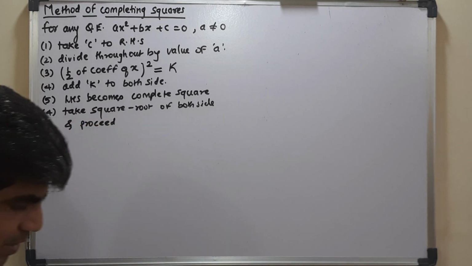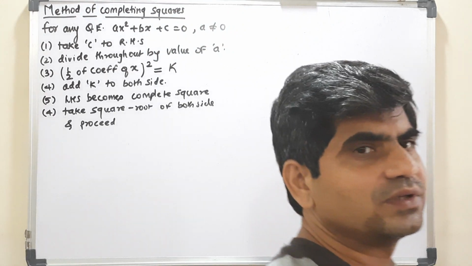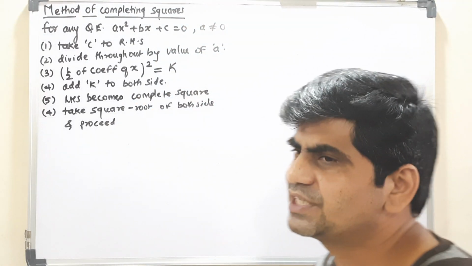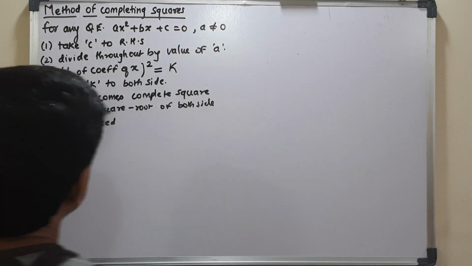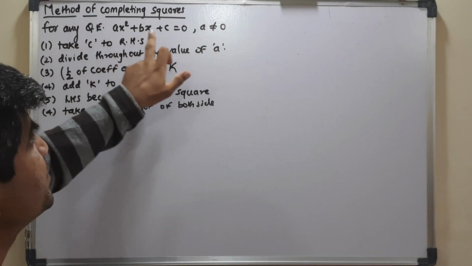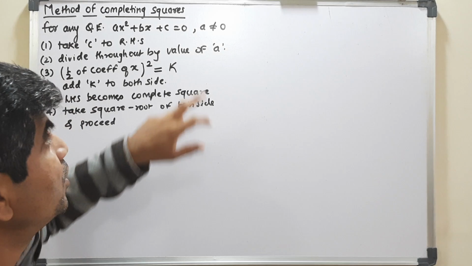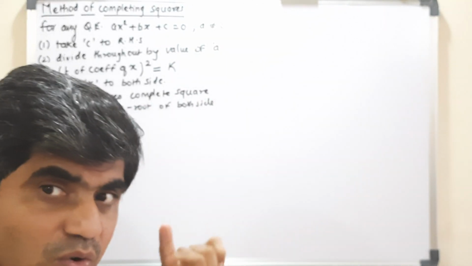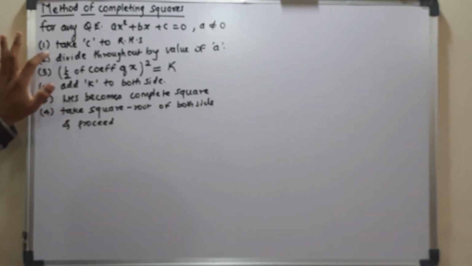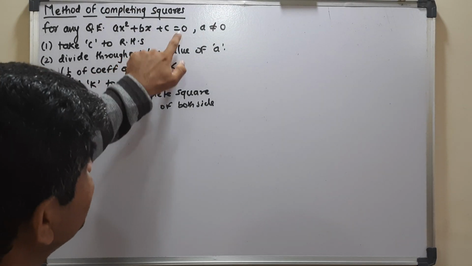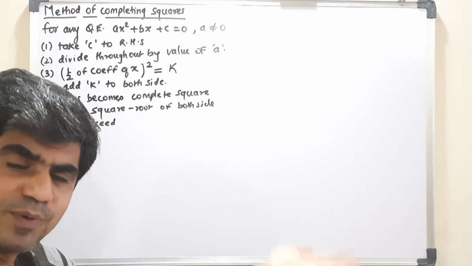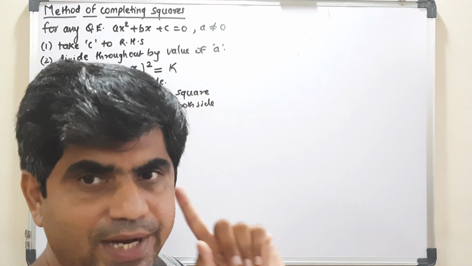Now let me explain all these steps using an example. If you see, the steps are like this. If the quadratic equation is ax square plus bx plus c is equal to 0, where obviously a should never be equal to 0, otherwise it will not remain a quadratic equation. The first step is, whatever is the value of the constant c, take it to the right side. Whether it is positive or negative does not matter, take it to the right side first.